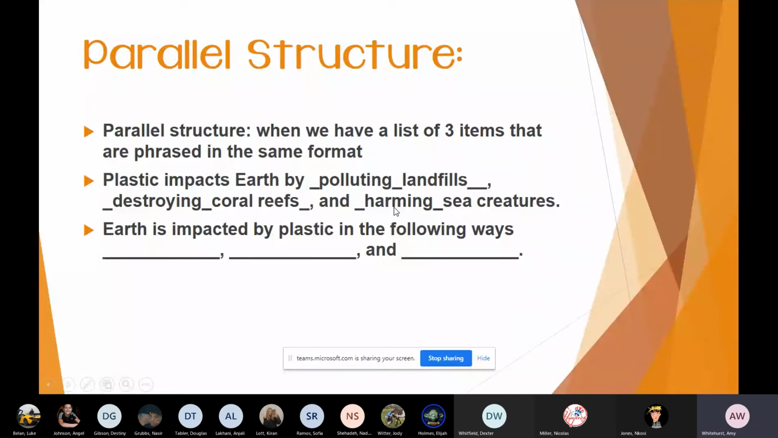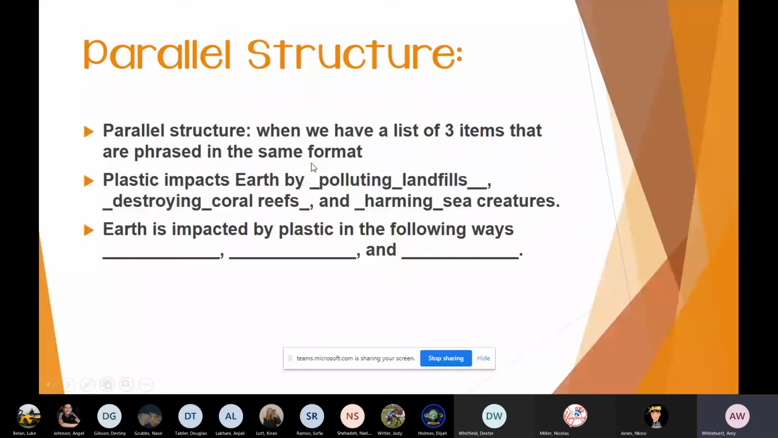But when we don't have parallel structure with our 3 reasons, our thesis can be really wordy. It can turn into a run-on sentence, and it can be kind of confusing for our reader. If we said plastic impacts Earth by landfills being polluted with trash, comma, coral reefs dying, and filling sea creatures' bellies with plastic, that sentence, while it still says the same 3 things, is really wordy and confusing.